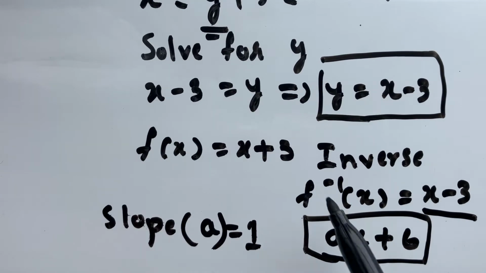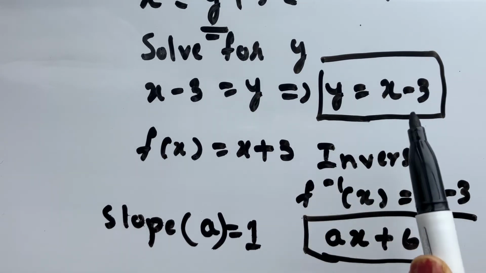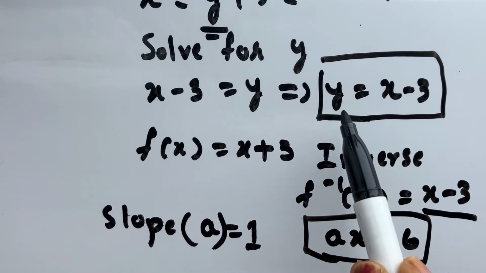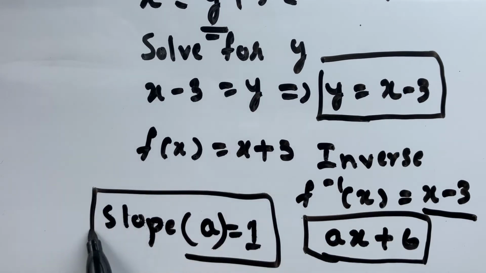That means our inverse relation, which is y is equal to x minus 3, is linear. We can write this in the form of linear equation ax plus b. So our inverse relation is linear with the slope is equal to 1. Let's go to second question.